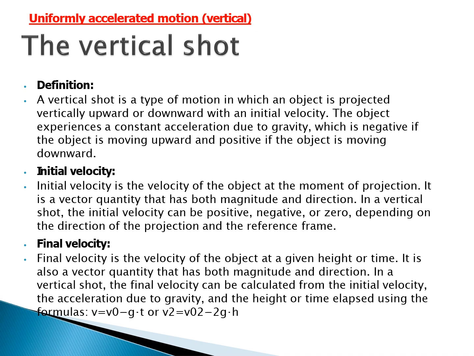In a vertical shot, velocity can be calculated from the initial velocity, the acceleration due to gravity, and the height or time elapsed using the formulas v equals v0 minus g times t, or v squared equals v0 squared minus 2 times g times h.